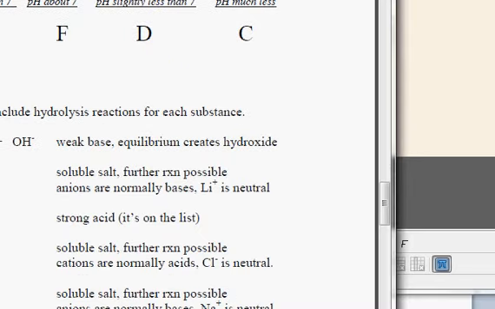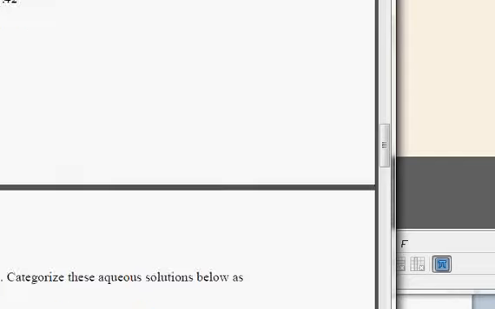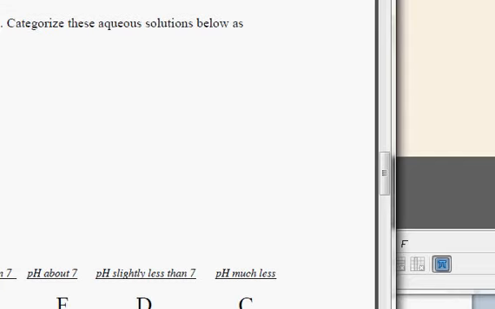And now we have number 3. Estimate the pH of each solution below. Categorize these aqueous solutions below as appropriate.